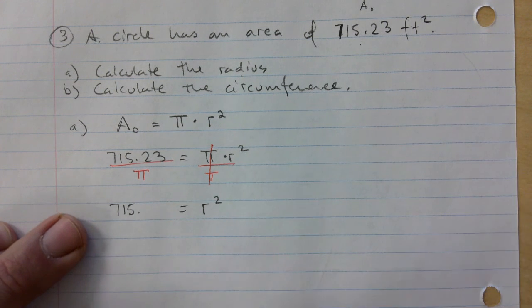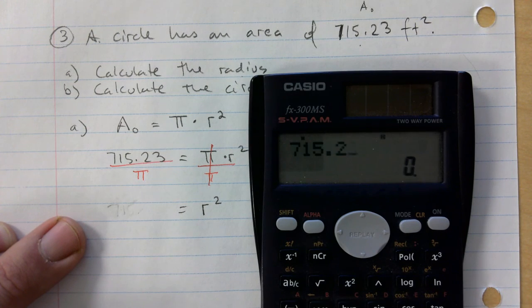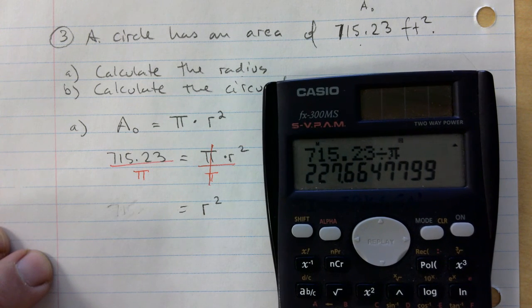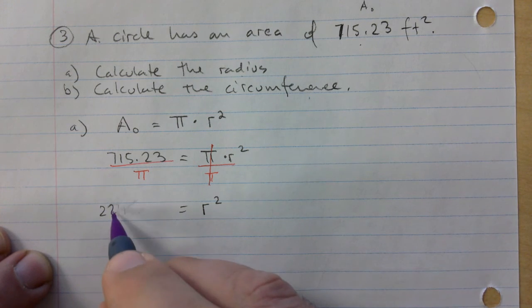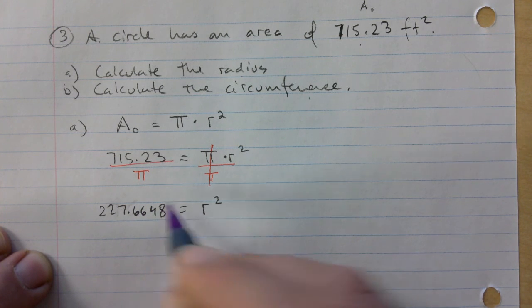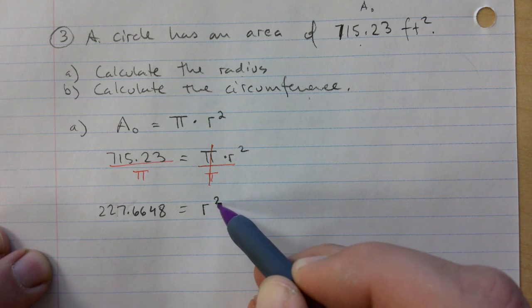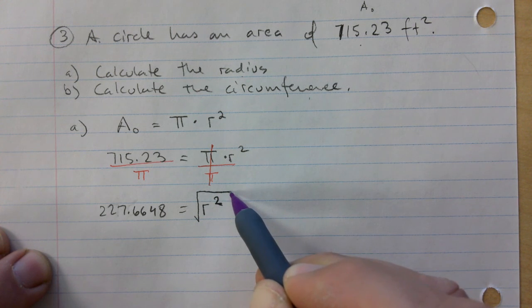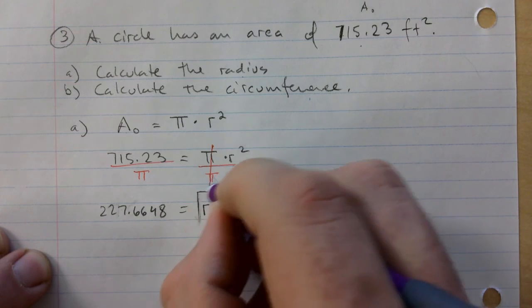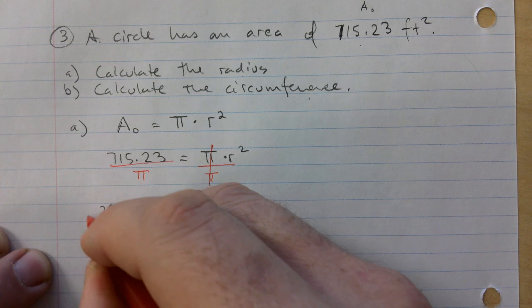I actually usually don't like to divide it at this point, but we will. So let's go 715.23 divided by pi. You get, and I'm going to use 4 decimals, okay, 227.6648. And what do we do when something is squared? I know you know that from using the Pythagorean theorem. We're going to square root this side. Oop, I should have used a different color. My bad. Square root this side and square root this side.